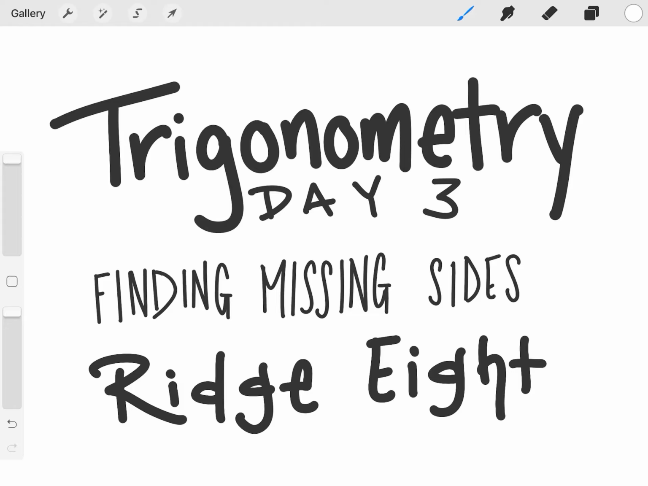Today what we're going to be doing is we're going to focus on finding missing sides. That's what we've been working up to through Day 1 and Day 2, and now we're here at Day 3. Day 1 we focused on the different types of sides and how to use Desmos. Day 2 we focused on how to determine which type of trig function we should be using. And today we're going to use all that information together.